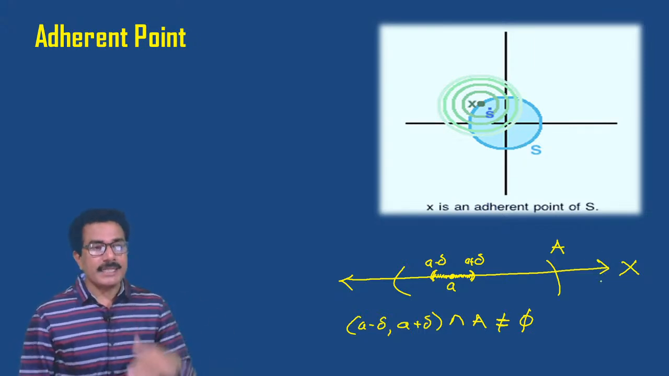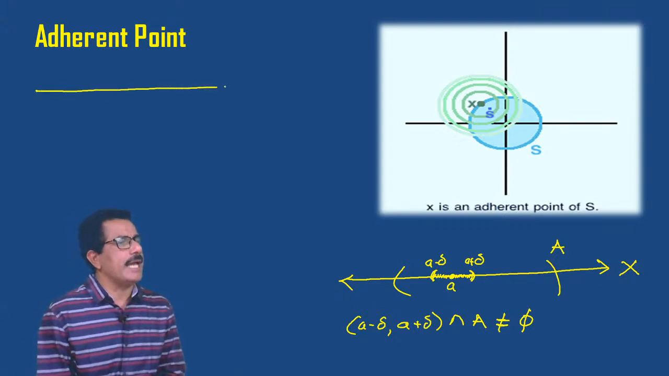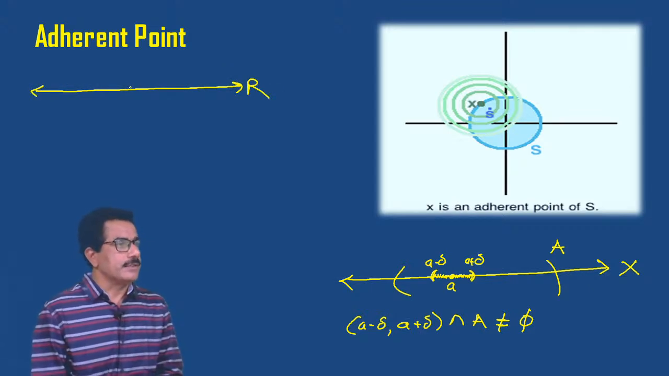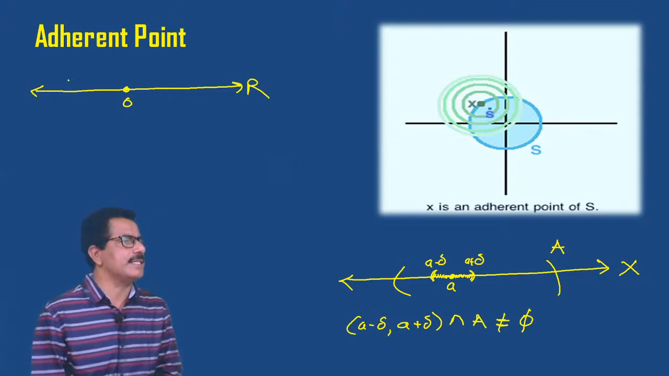We consider another example. Suppose this is a real line capital R. What is the concept of adherent point? Suppose this is 0 and there is another set we considered as 1, 2. This is an open set (1, 2).